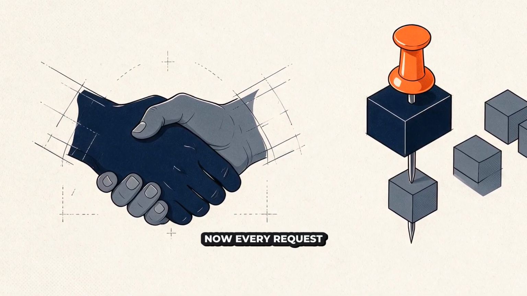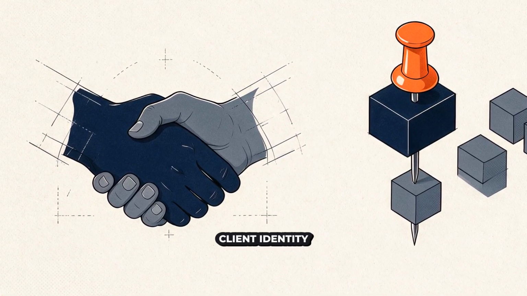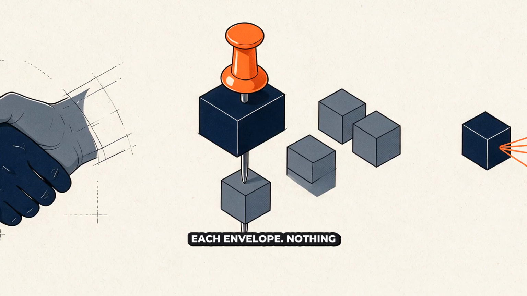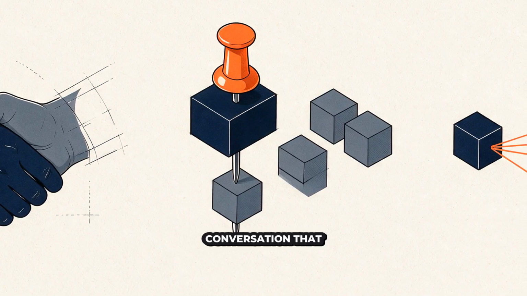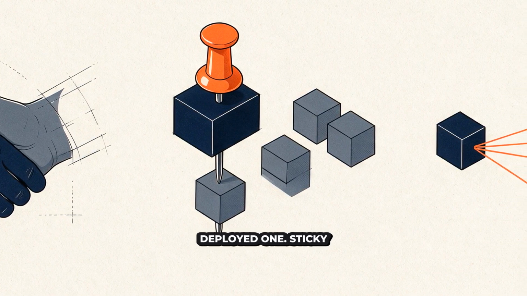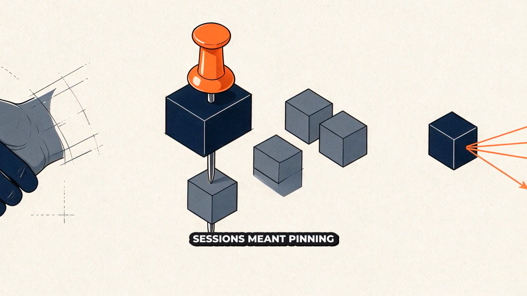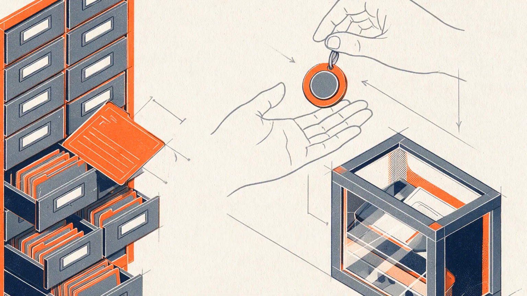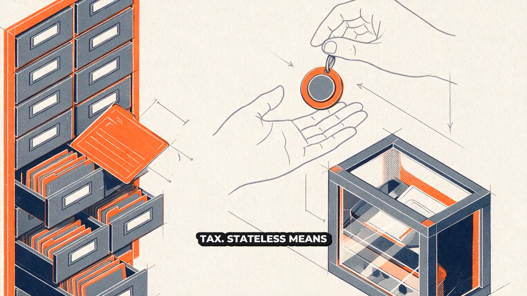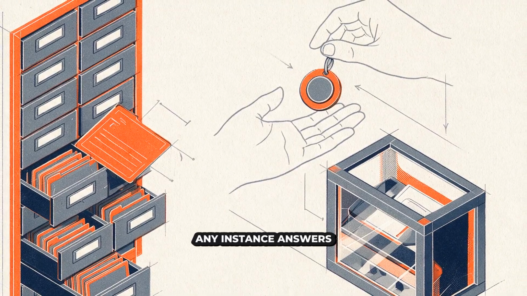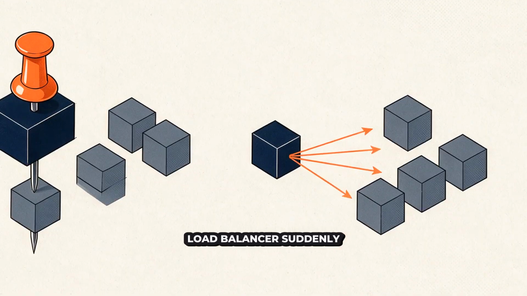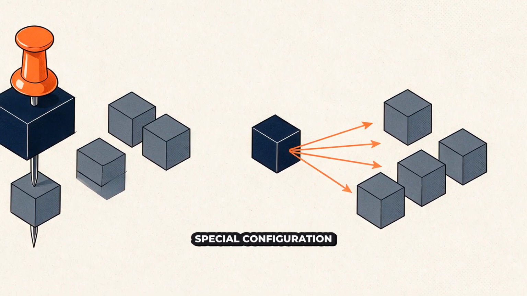Now every request carries itself. Client identity and protocol version ride inside a meta object in each envelope. Nothing depends on a conversation that happened earlier. That sounds academic until you have deployed one. Sticky sessions meant pinning each client to one server instance, or running a shared session store. Both are operational tacks. Stateless means any instance answers any request. A plain round-robin load balancer suddenly works, with no special configuration at all.